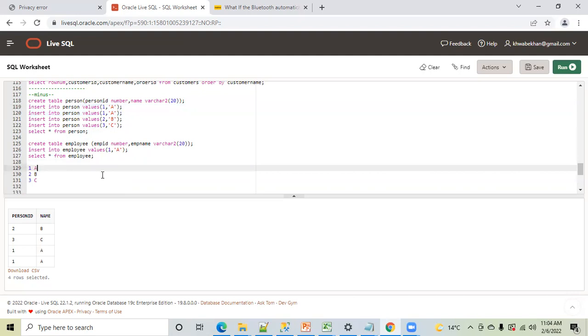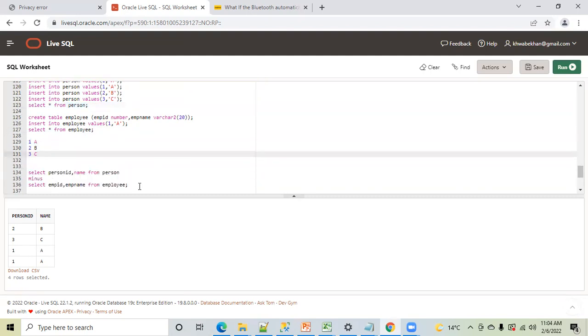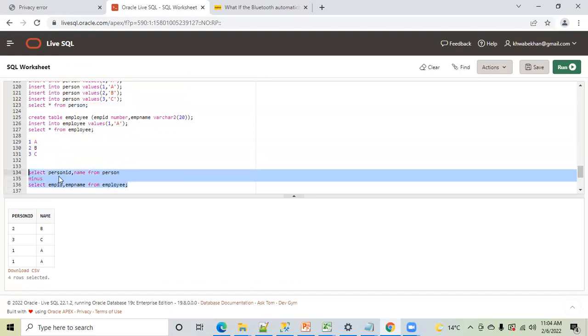Okay. First, try to understand. Is it clear? You have two 1A records. Let me show you this again. You see, it is there. In the employee table, you have only 1A. So you should get 1A, 2B, 3C. Correct?